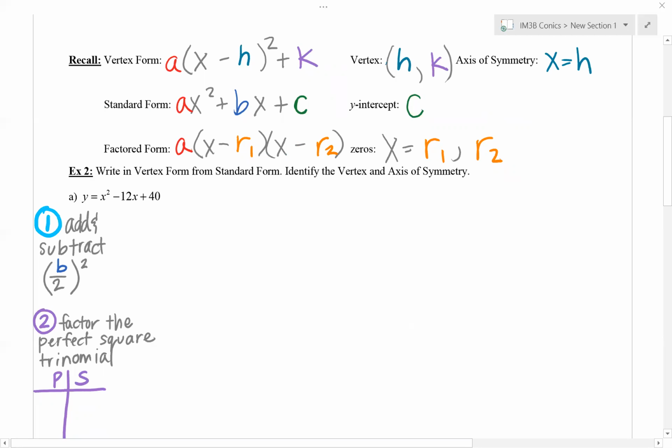In vertex form, remember the value inside the parentheses, we change the sign when we identify the vertex. That's the x coordinate h, and then k is the y coordinate. The line x equals h through that vertex is called the axis of symmetry. And then standard form is where it's not factored or anything. So ax squared plus bx plus c, that tells us the y-intercept, and the y-intercept value is that c. And then factored form is a times the quantity x minus root 1 times x minus root 2, where roots 1 and 2 are the zeros of the equation, so the x-intercepts.